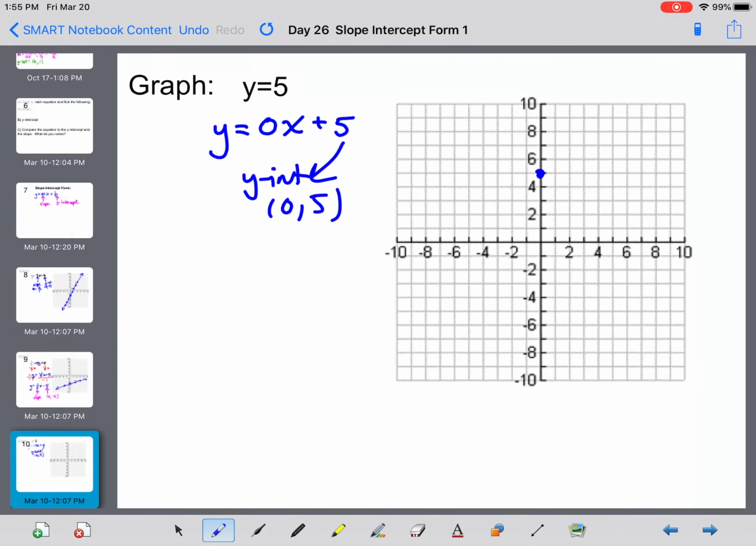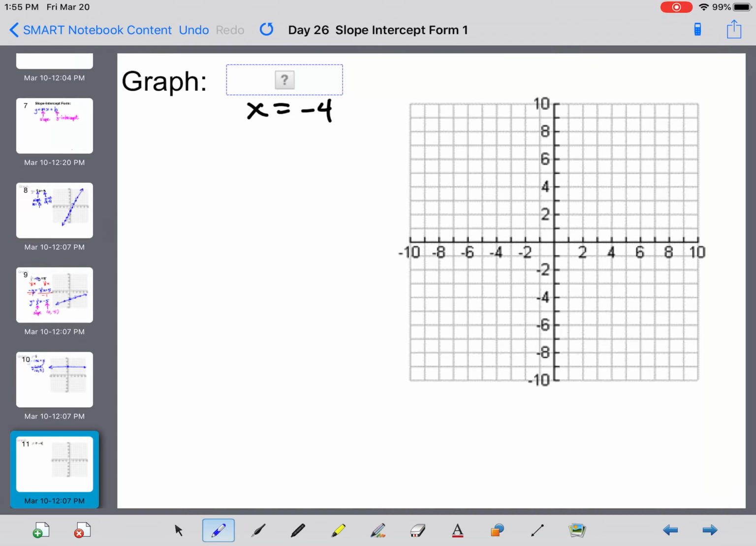From that y-intercept of 5, I'm going to have a slope of 0. That means there's no rise. And my run, well, my run is arbitrary. I'm just not going up any, but I can go left and right because I have a 0 slope. So there's another way to think about graphing those horizontal lines. Let's look at graphing a vertical line.